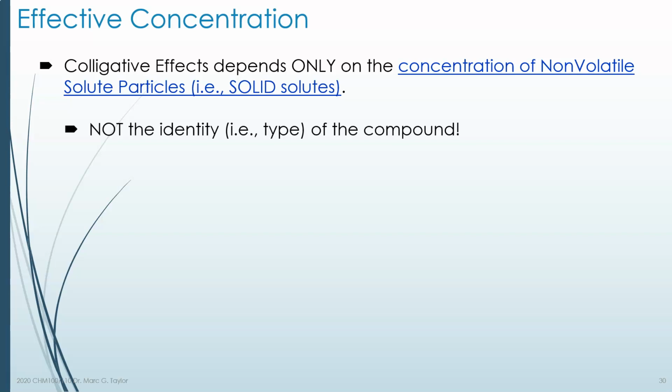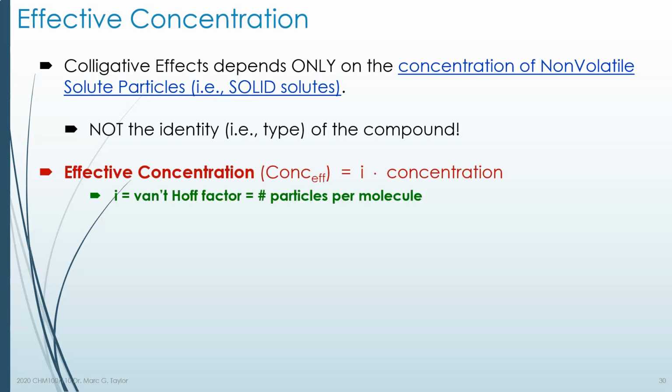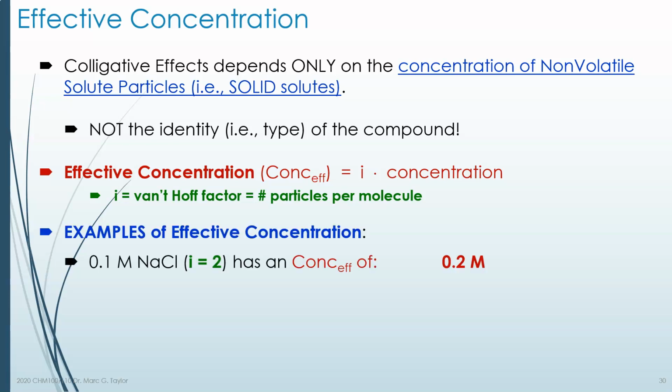So we don't care what the identity of the compound is except to tell us how many particles it will break up into. In other words, to tell us the value of i, the van 't Hoff factor. So the effective concentration is just the concentration times the i, times the van 't Hoff factor, how many particles per molecule or per formula unit.